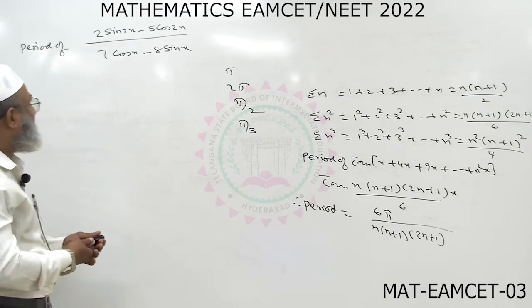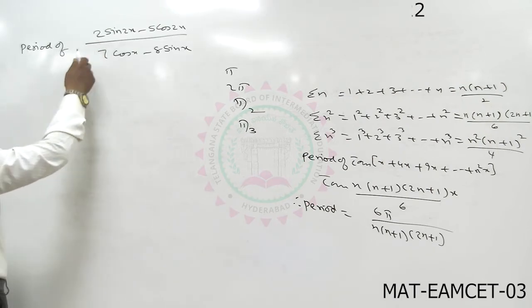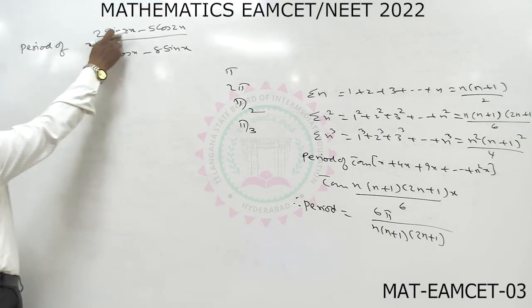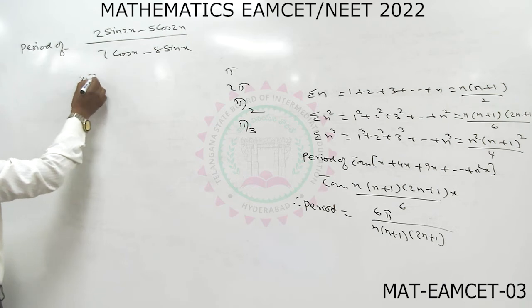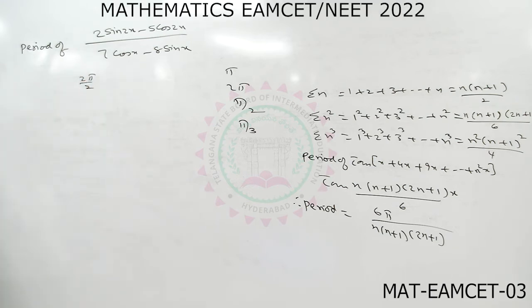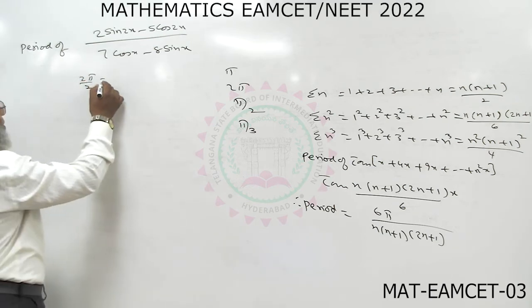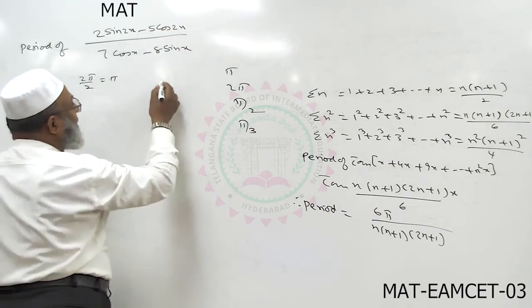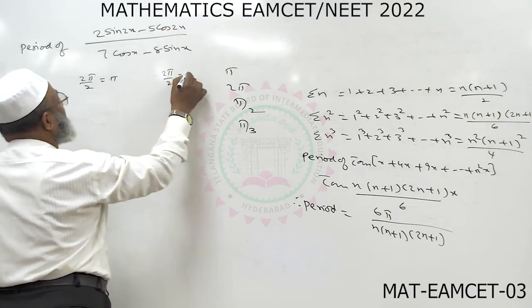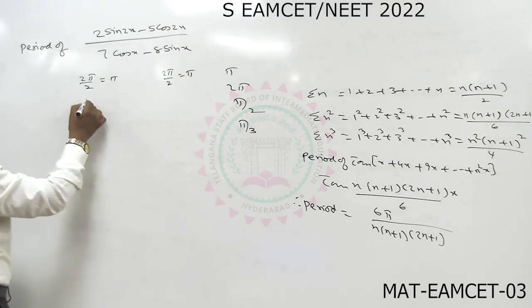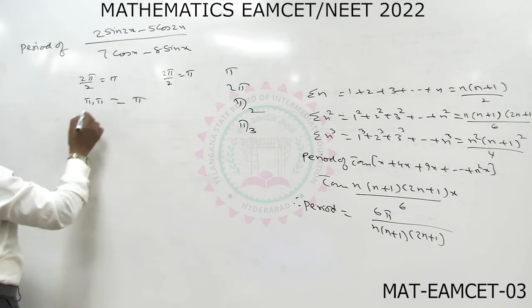Now, what is the period of sin 2x? I don't want to write in detail. That is 2 pi by 2, which is pi. What is the period of cos 2x? That is 2 pi by 2, which is equal to pi. So, what is the LCM of pi comma pi? It is pi.